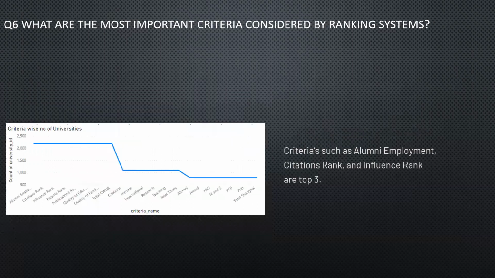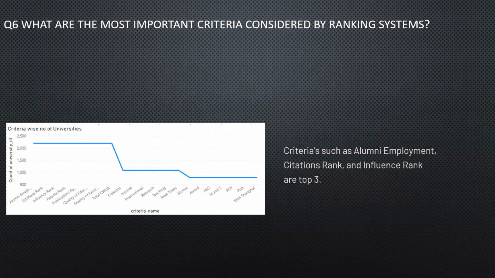So the next one, what are the most important criteria considered by ranking systems? So this is a line chart visual in which we have used criteria name and university ID. Here we counted the number of colleges under one criteria. So the visual represents the total number of colleges under a certain criteria. This will aid in determining the important criteria that universities should use to rank areas that need the most improvement, basically.